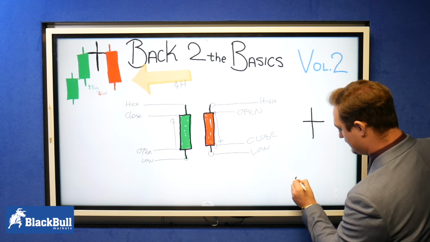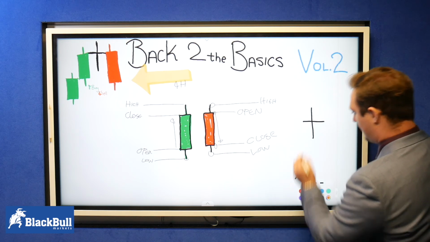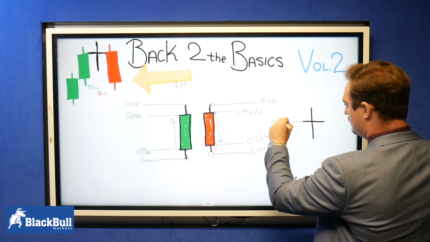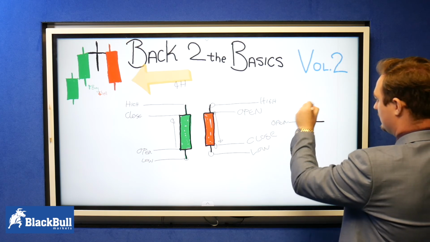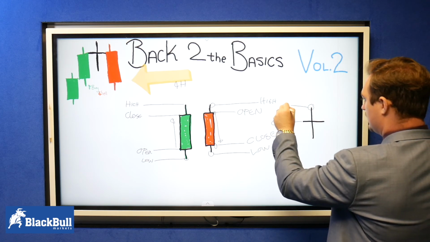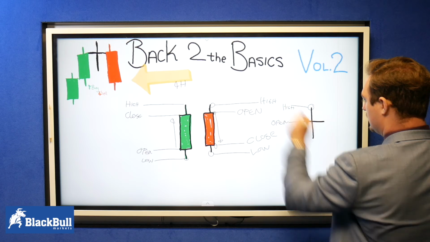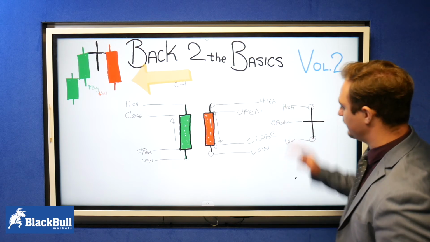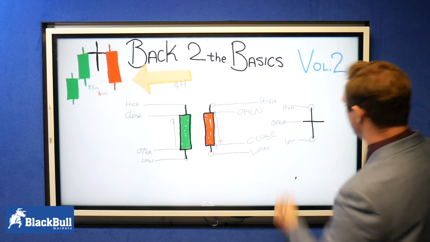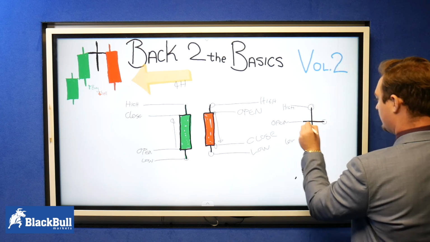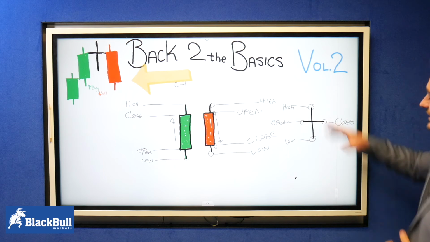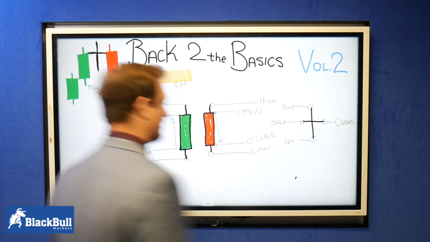I'll quickly show you guys. So we have our open, we have our high, we have our low, and the close is very close or very similar to the open price. So we have our close. Now this indicates that there's uncertainty in the market. The market doesn't know where to go.